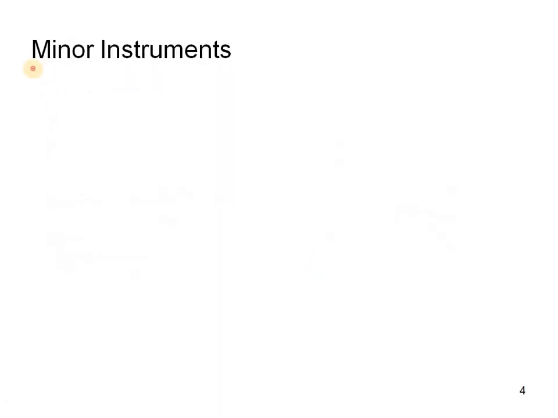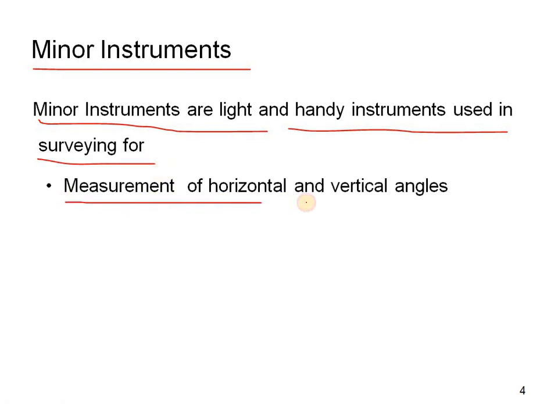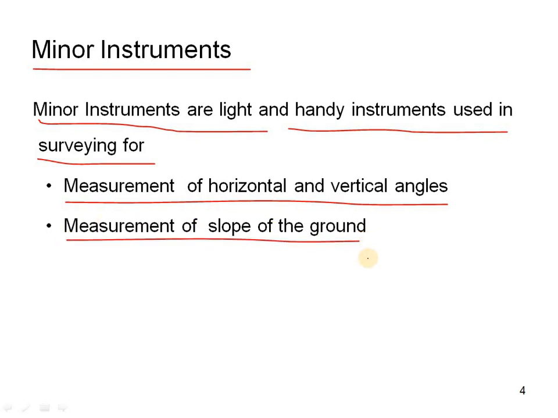So let us see some of the minor instruments. Why are these called minor instruments? Minor instruments are light and handy instruments used in surveying for measurement of horizontal and vertical angles and measurement of the slope of the ground. Why are these minor instruments used? They are very light and handy instruments. Light means they do not have much weight, they will be very less in weight. And handy means we can carry them in the hand for using in a survey.